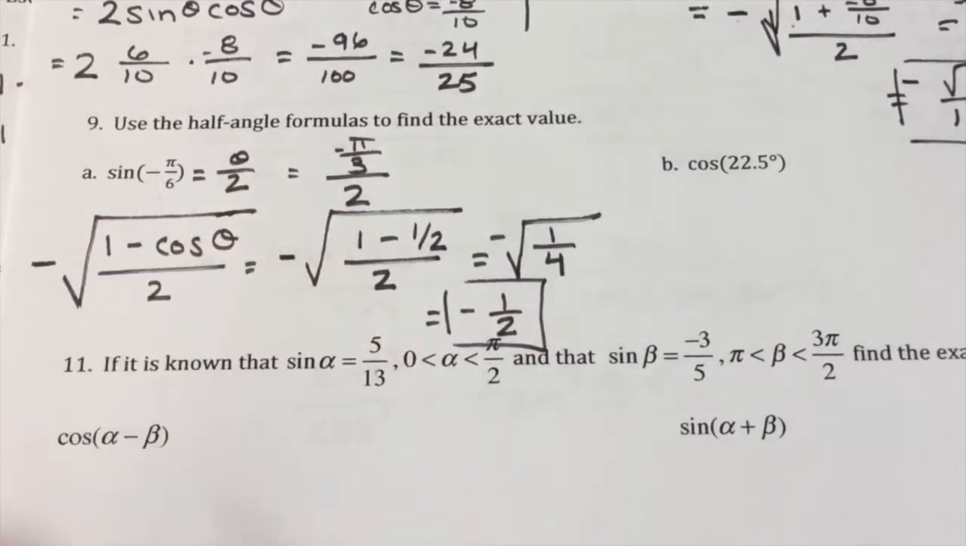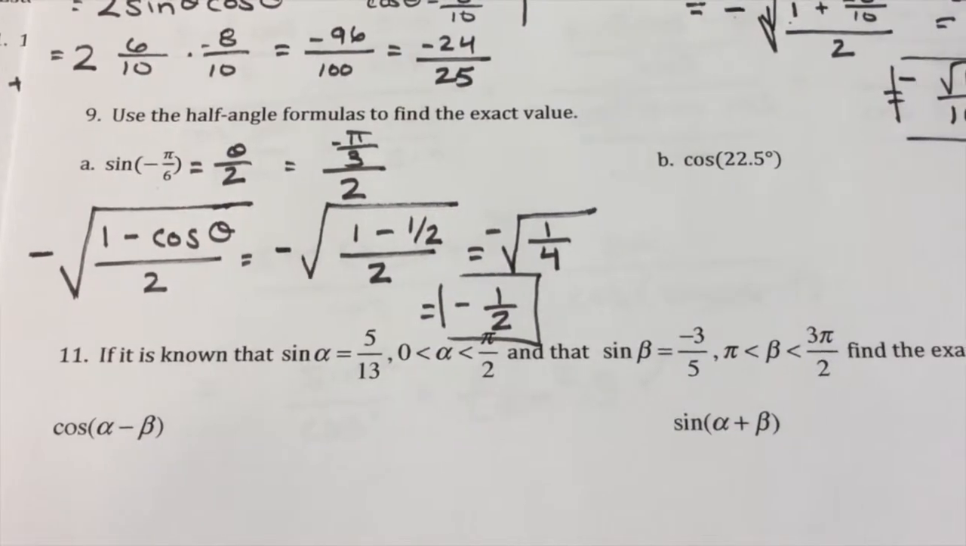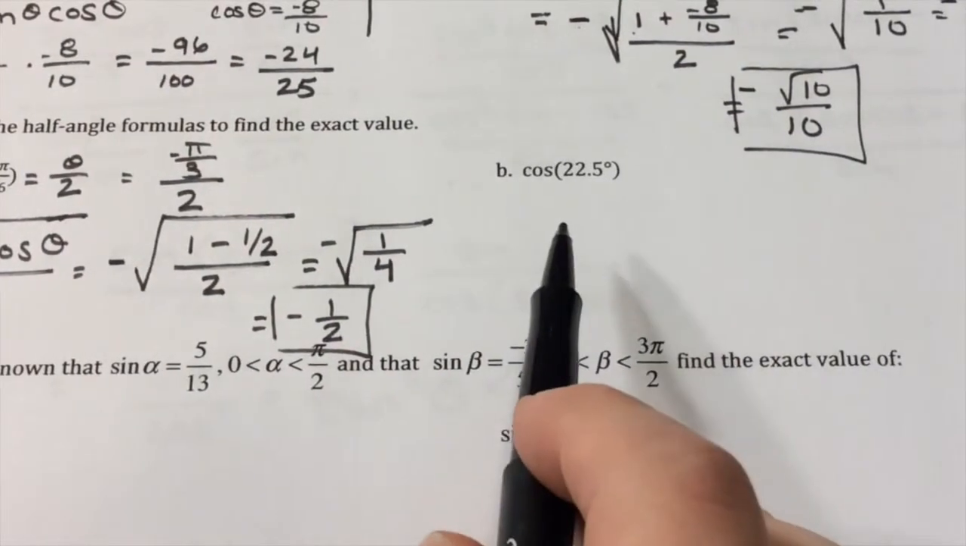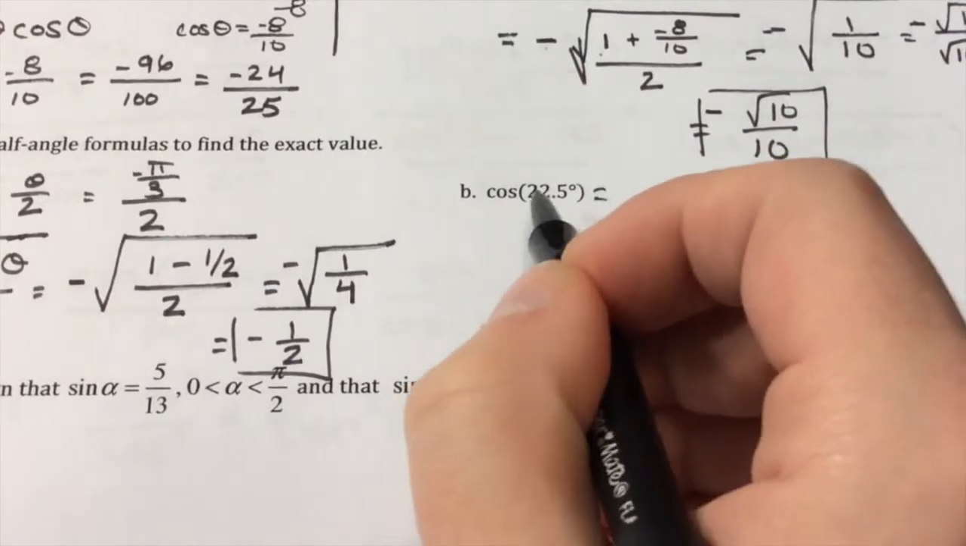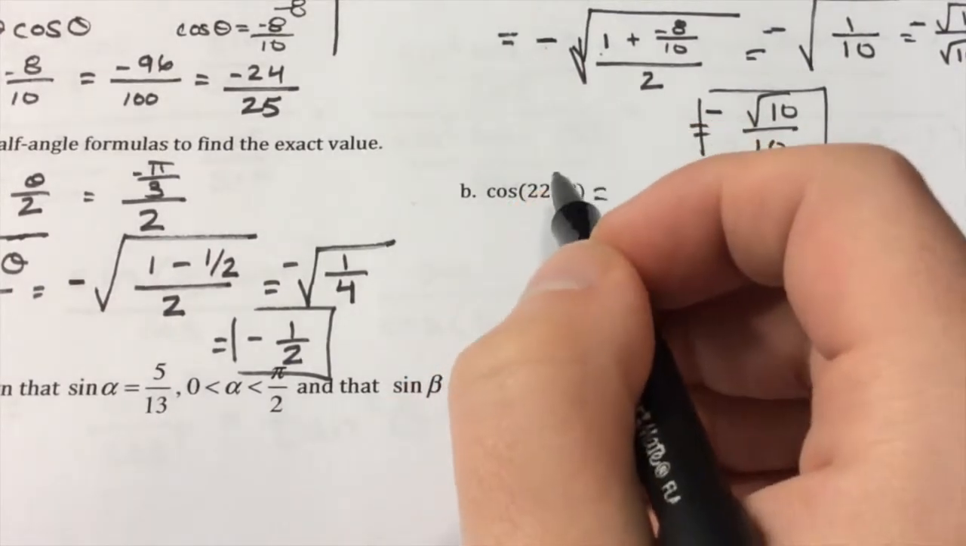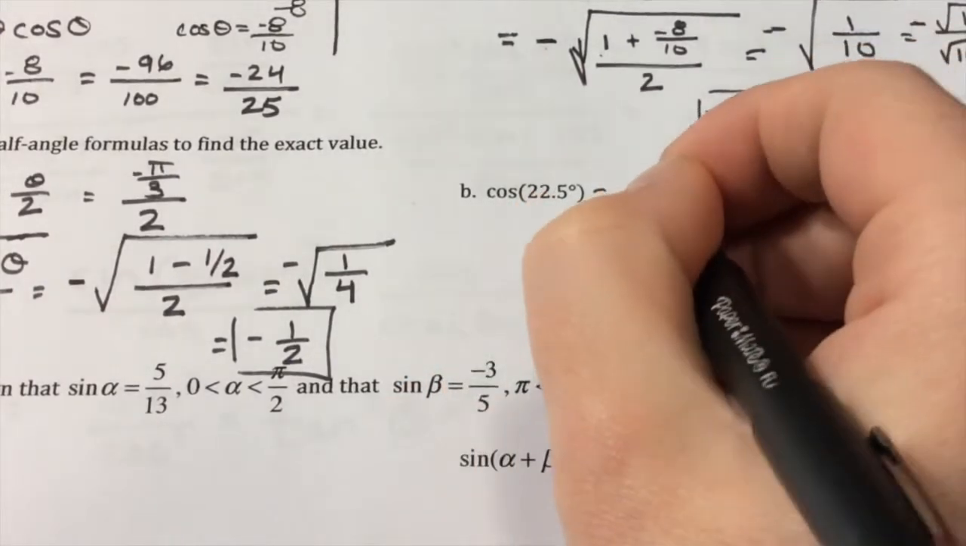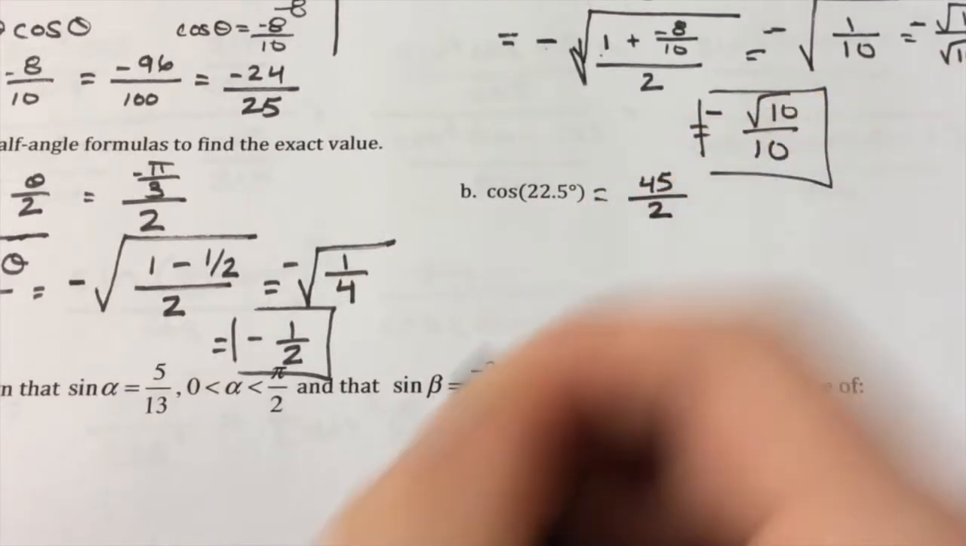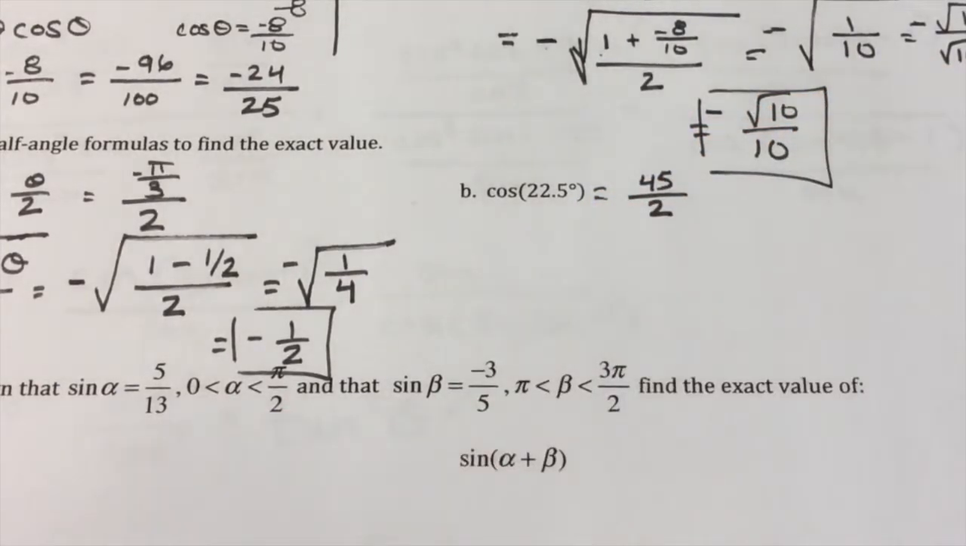Which makes sense, because what is the sine of negative pi over 6? Negative 1/2. So our algebra works out. So the cosine of 22.5. What angle is, what half of what angle is 22 and a half? That's 45 over 2. So we look at our formula.